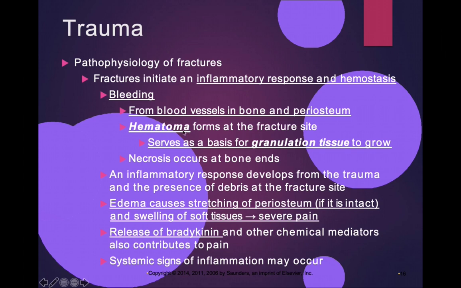Okay, this is normal. It's going to form at the fracture site, and the purpose of this hematoma is going to serve as the basis for this granulation tissue to grow. Okay, it's going to create this fibrous, cartilaginous callus type of connection, and then it's going to harden up, and that soft callus is going to be converted into more of a hard callus, and then eventually it will start to remodel itself between the osteoblast and osteoclast activity.